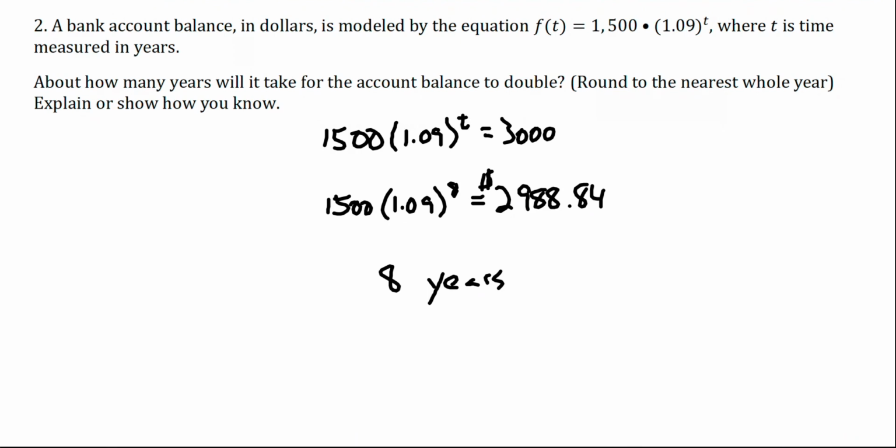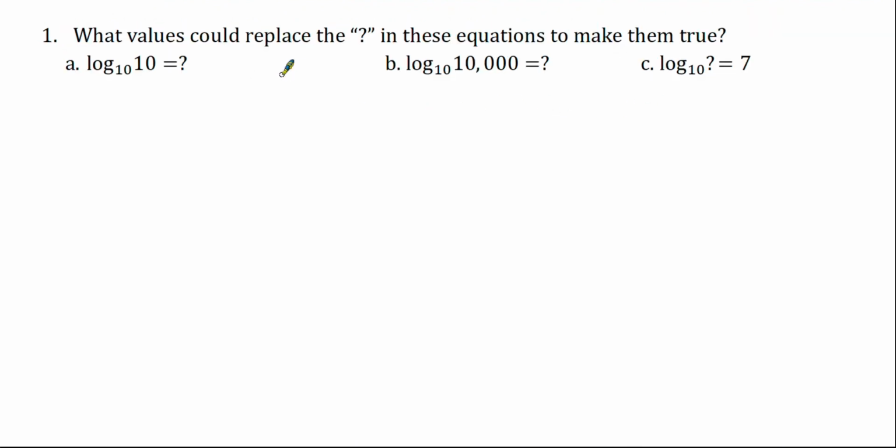The next question, we are just looking to figure out what value should go in the question mark. Now, to do this, it might make sense to think about rewriting each of these in exponential form. So remember, to go from a log to exponential, the base of the log becomes the base of the exponential. So this would become 10 to the question mark power equals 10. Well, 10 to the first power equals 10. So here, my missing value is 1.